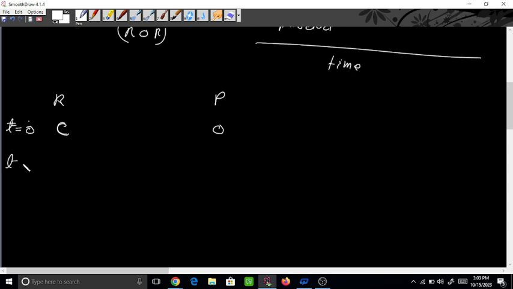But if we see after some time, so I am taking t is equal to T, these are the general notations. There will be some formation of product, which I am writing as C2, and there will be some concentration of reactant which will get decreased. Initially we have taken C, but after some time the remaining concentration will be C1, and the concentration of product which is formed is C2.